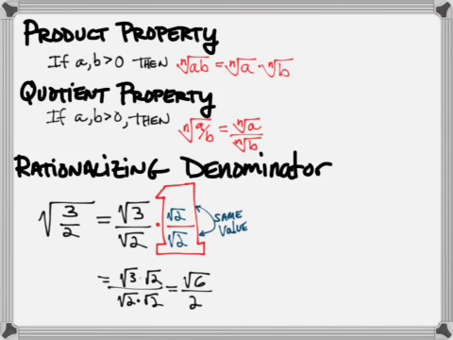And then root 2 times root 2 is 2. So the reason why I multiply by root 2 is because now we've gotten rid of that square root in the bottom. So I've rationalized the denominator. I get root 6 over 2.